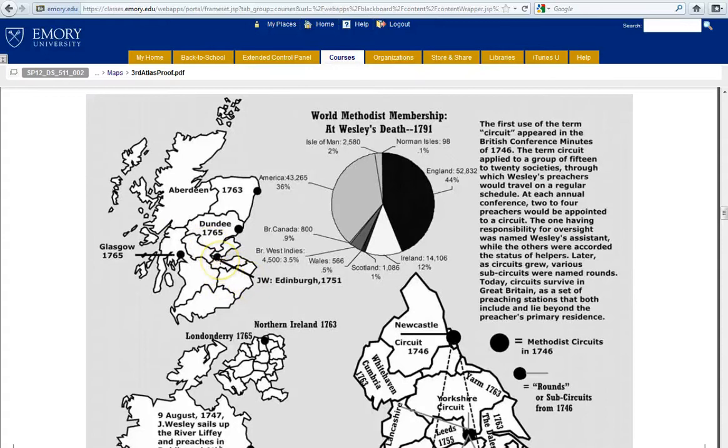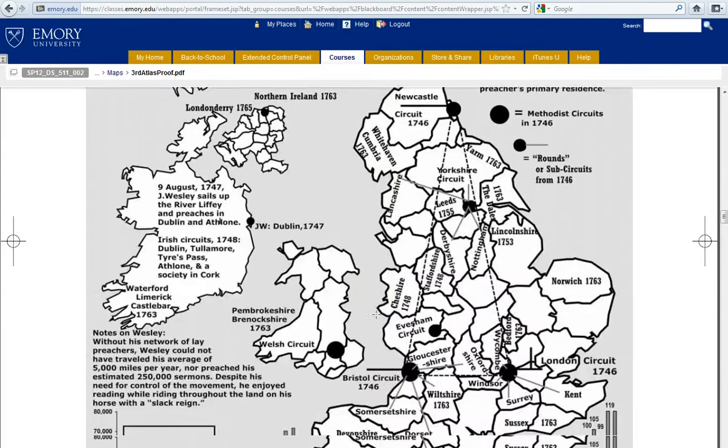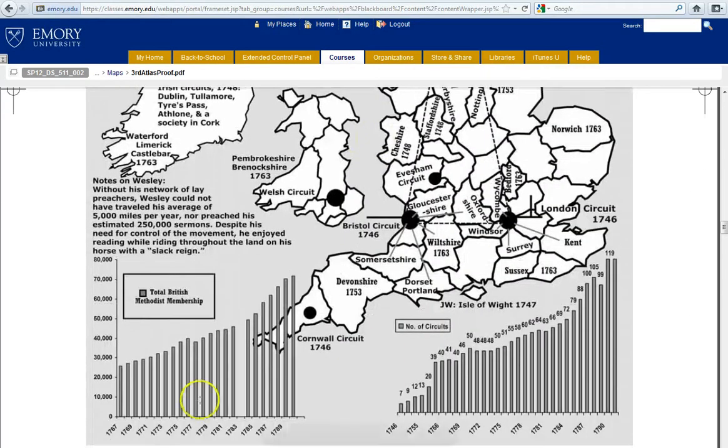John goes to Edinburgh in 1751, but it's really not until the 1760s that work spreads haltingly, really, ultimately in Ireland, in Scotland. Even at his death, you can see there were only 1,000 members. So the rules for preaching led to success. You can see here, again, during the consolidation period, the number of circuits beginning, and the rules for preaching.